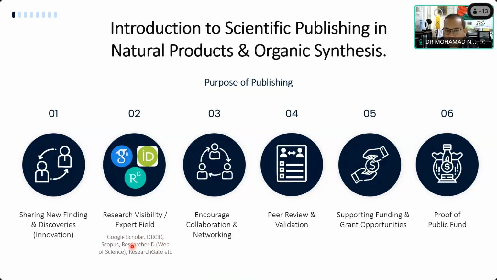Research ID is also important, but normally we refer to ORCID and Scopus because the ownership of Research ID is Web of Science. And the last one is ResearchGate, a common one that we have. Maybe I can show you a few examples for ResearchGate.